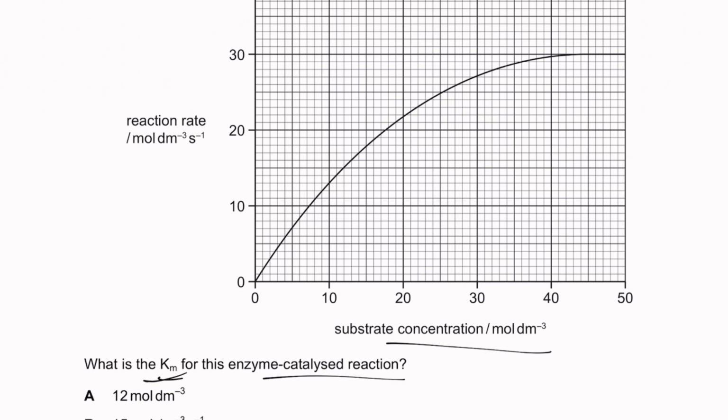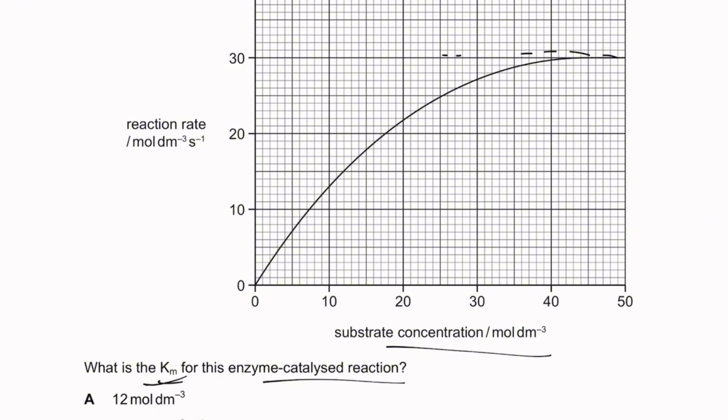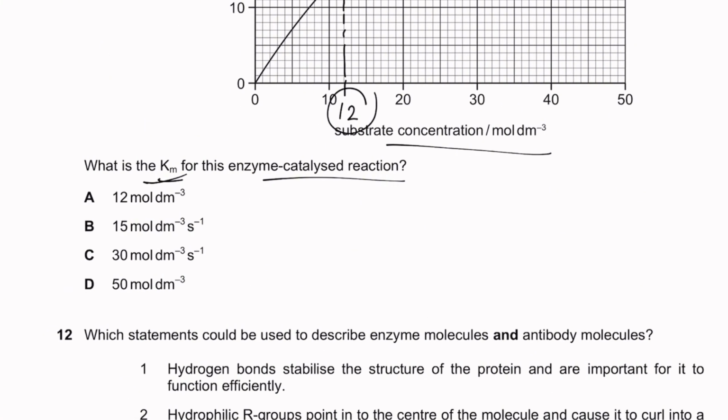So firstly, we need to identify the maximum activity. Maximum activity for the enzyme is where we reach a plateau against substrate concentration, and that's going to be 30. So 30 is the Vmax. We're looking for half the Vmax, which is obviously half of 30, 15. So 15 is going to be someplace right here. So this is half the Vmax. Now the substrate concentration at half the Vmax, that's going to be the Km. So we go down from here, and 10, 11, 12 is the Km value. So 12 moles per decimeter cubed.